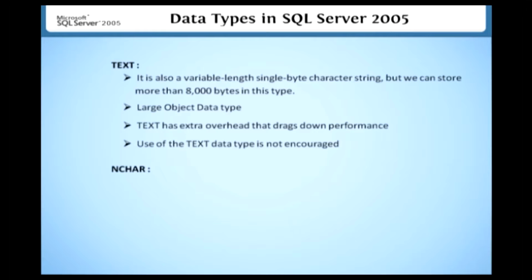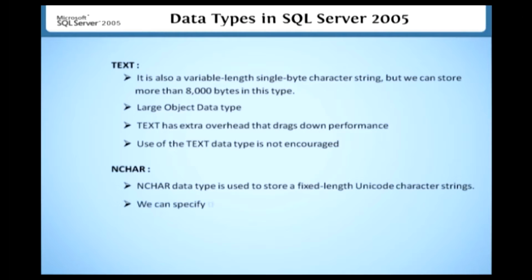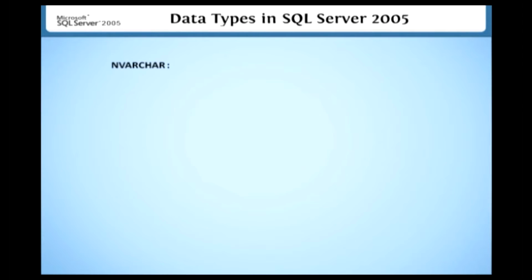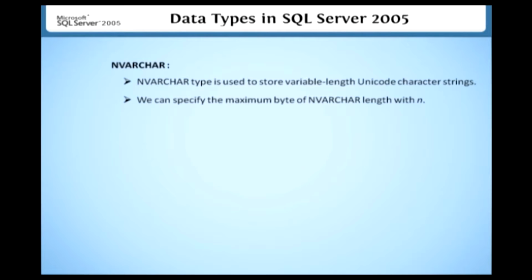The nchar data type. Nchar data type is used to store a fixed-length Unicode character string. We can specify the maximum byte length of nchar with n. The synonym for nchar is national char. The nvarchar data type. Nvarchar type is used to store variable-length Unicode character strings. We can specify the maximum byte of nvarchar length with n. The synonym for nvarchar is national character varying.